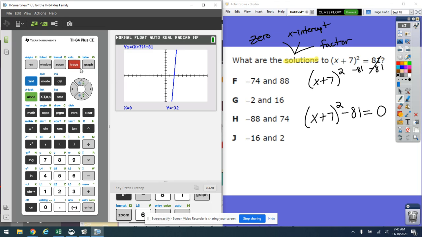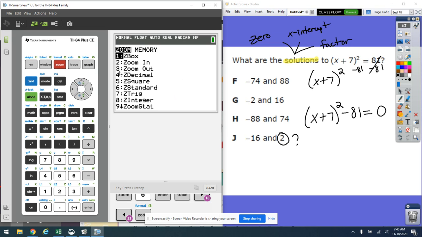So if you take a look, I'm going to trace it. And it hits right around this 2 mark. So I'm looking at a positive 2. But I want to double check because you never know, you might have another answer that has that same positive 2. So I want to trace it to the other side.